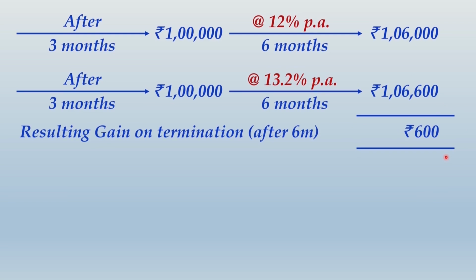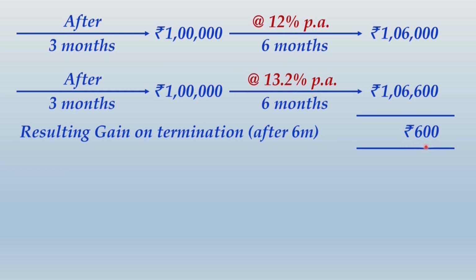Let us do one thing. Let us simply compute the present value of this 600. So present value of this gain would be 600 divided by 1 plus I. For considering the interest rate for determining present value, we will consider whatever is the prevailing rate in the market, and prevailing rate in the market is 13.2% per annum. If it is 13.2% per annum, that is for 1 year, for 6 months it will be half of this, and half of this is 6.6%.